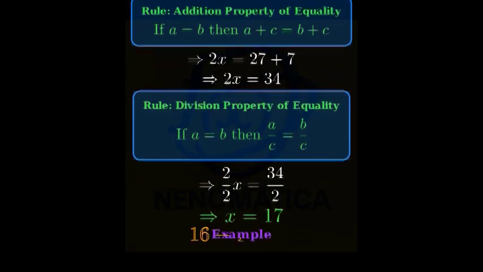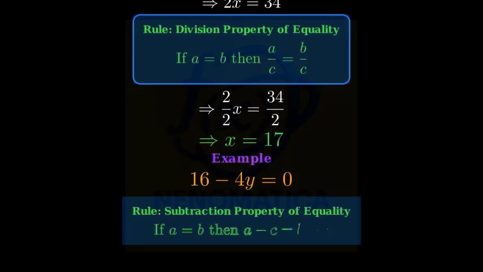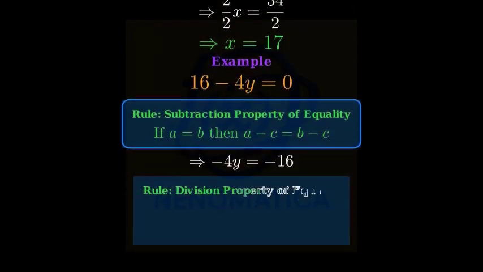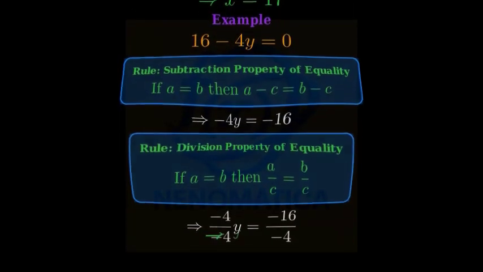Let's solve our second example. For this equation, our first step is to isolate the term with the variable y. We'll subtract 16 from both sides. Now, we'll divide both sides by -4 to isolate y.